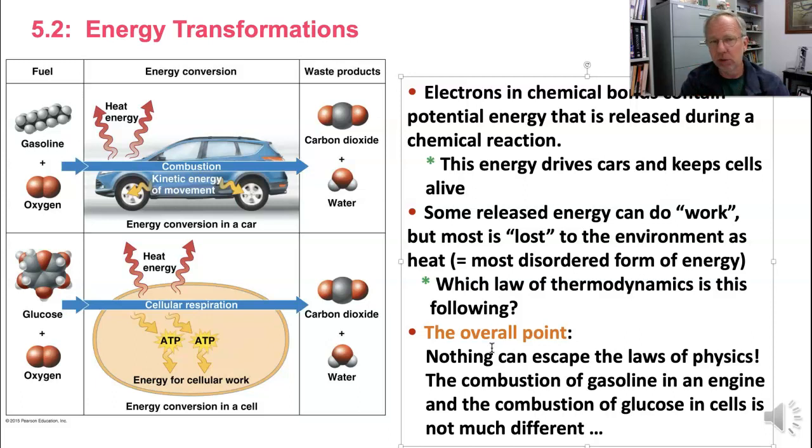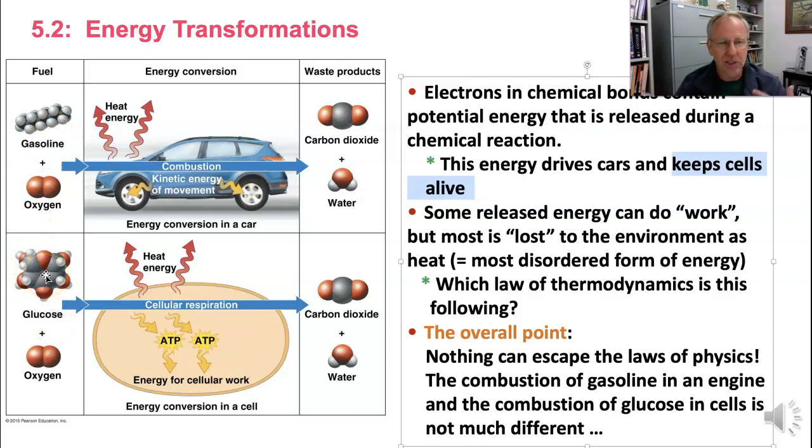So let's take a look at two examples here of thermodynamics in action, whether it be burning gasoline in the engine of your car to make your car move, or burning glucose, if you will, in your cells to make ATP so your cells can do cellular work, moving things, building things, etc. So as I mentioned earlier, electrons in chemical bonds contain potential energy. They contain resting energy. And that energy is released during a chemical reaction. And this energy that's released during the chemical reaction can be used to drive a car or to keep cells alive. So if you look on the figure on the far left, we've got gasoline or we've got glucose.